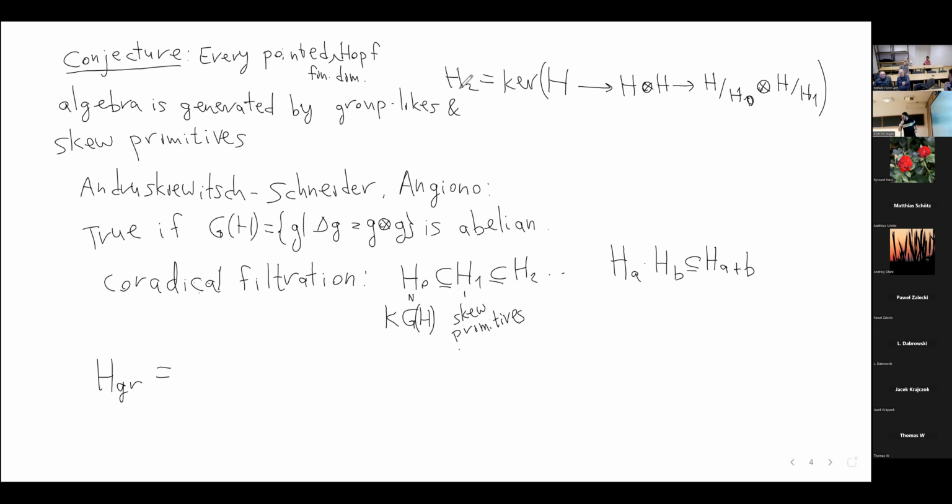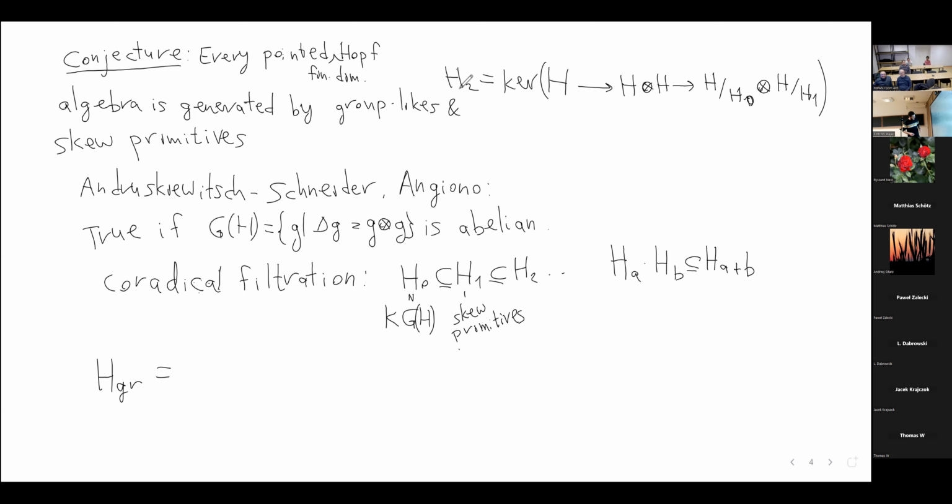Actually, H1 does not consist only of skew primitives. There are some primitives together with group-likes. In H1, I go to H modulo H0 tensor H0, and take the first quotient of this inclusion. Skew primitives.